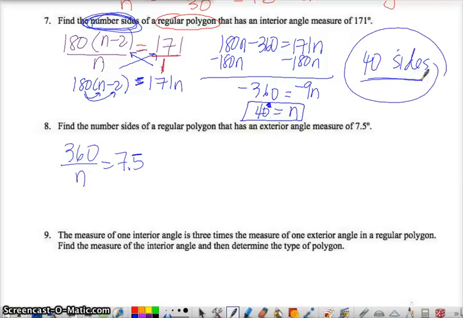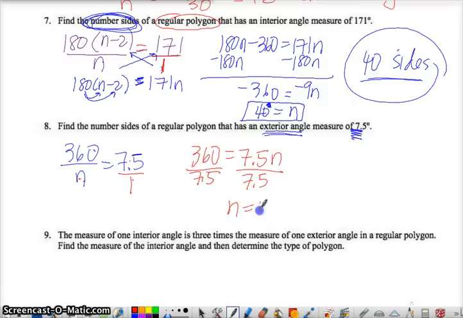Just like number 8, it says, find the number of sides of a regular polygon that has an exterior angle of 7.5 degrees. So exterior is easier. It's 360 degrees divided by the number of sides. That has to equal 7.5. Again, make it a proportion, cross multiply. So we get 360 equals 7.5n. Divide each side by 7.5. So therefore, n equals 48.